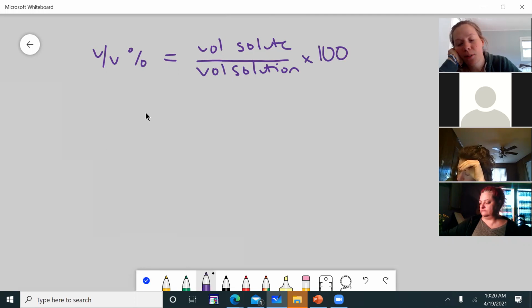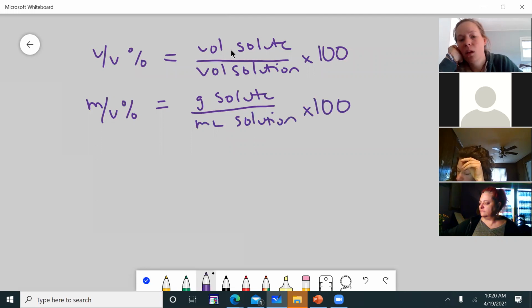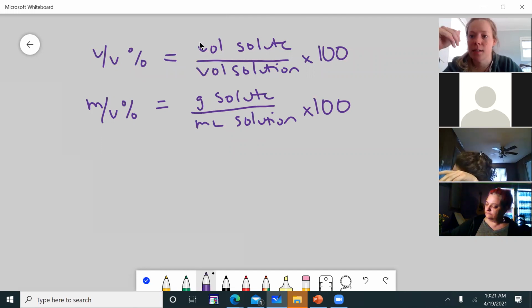So we've got mass percent, we've got volume percent. Then we have this funky thing called mass volume percent. This is going to be grams of solute over milliliters of solution times 100. This one here, the volume percent, could be in milliliters and milliliters or liters and liters, as long as the units are the same. That one you're fine, keeping them just consistent units.